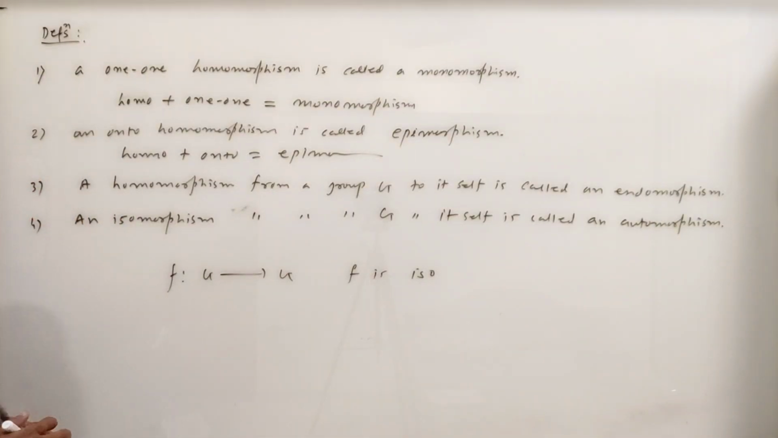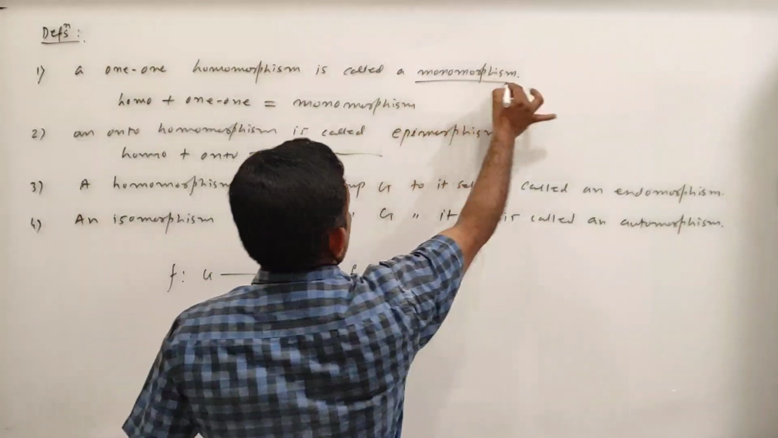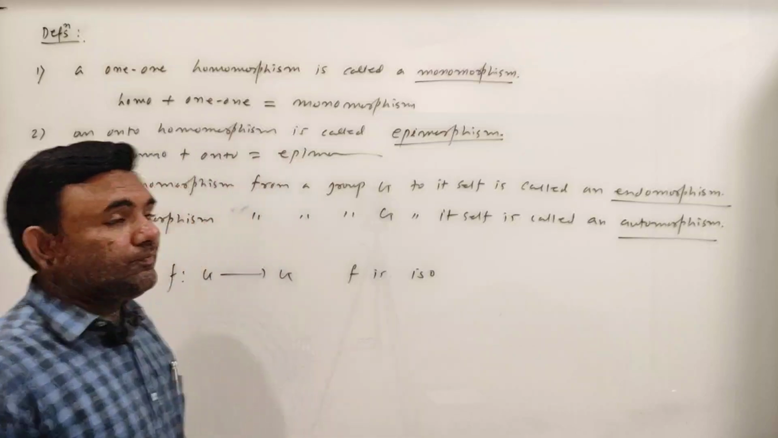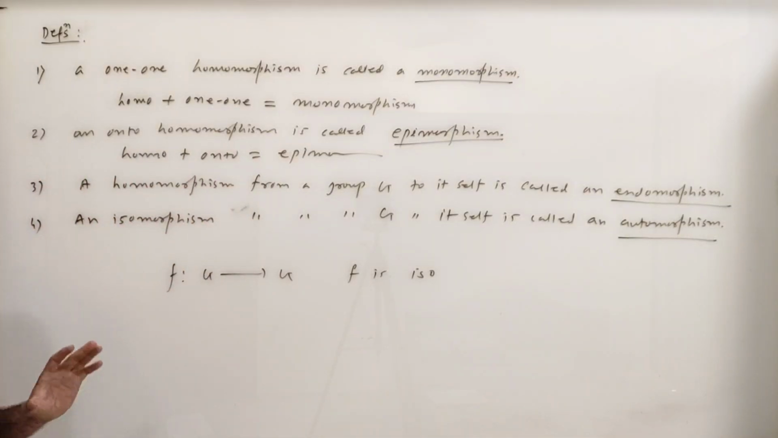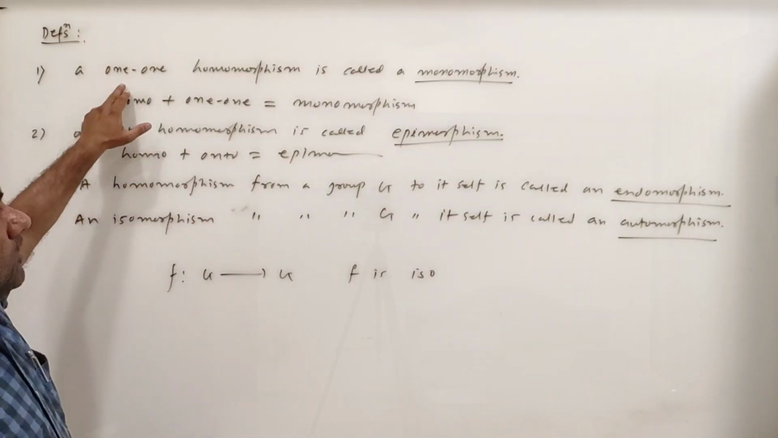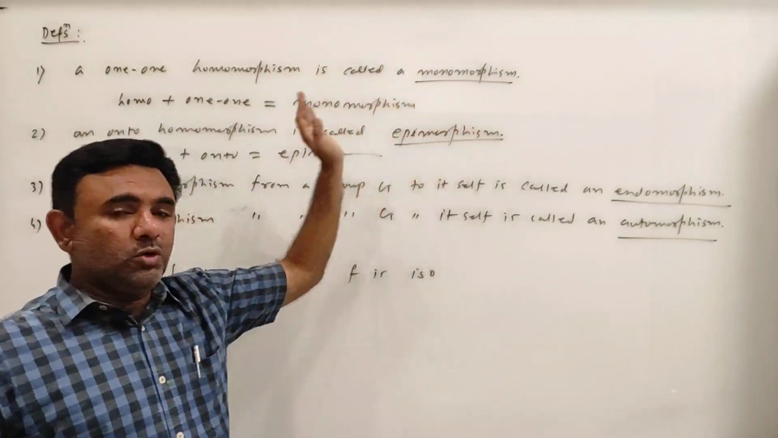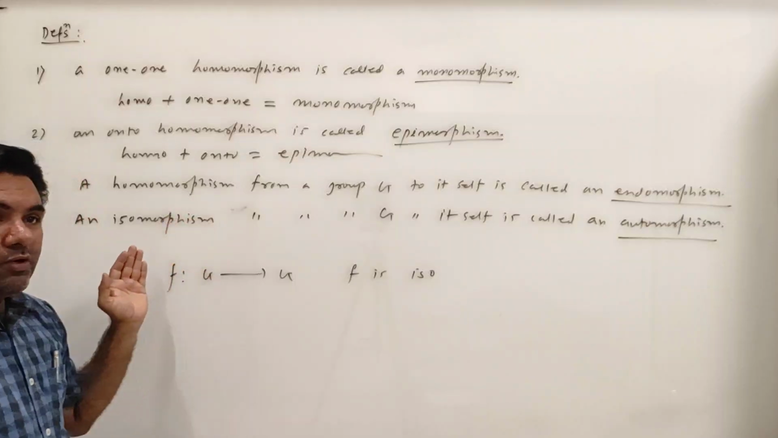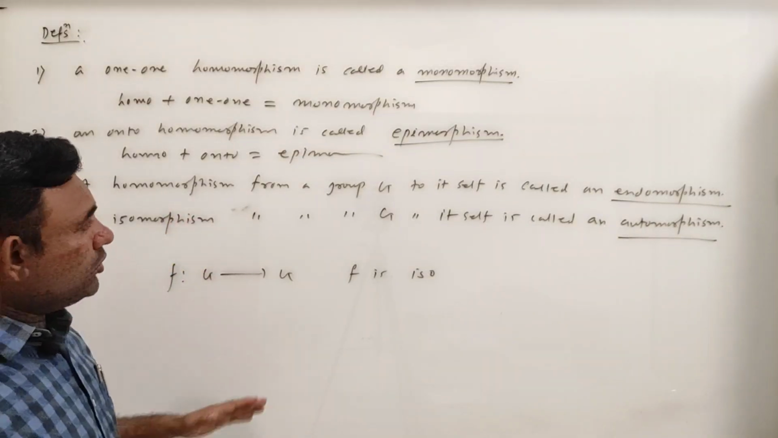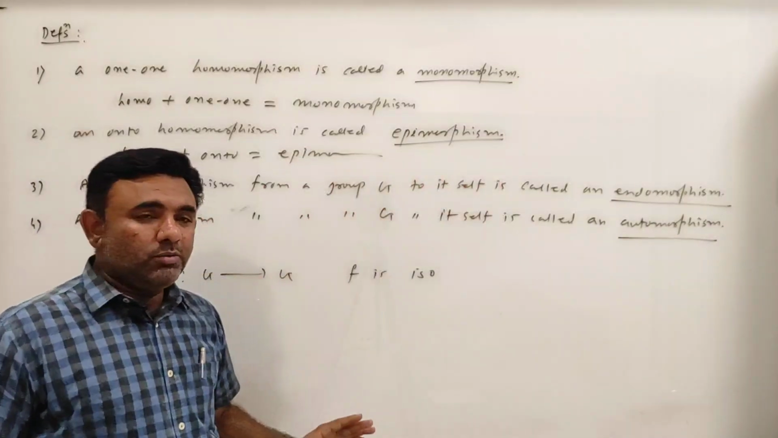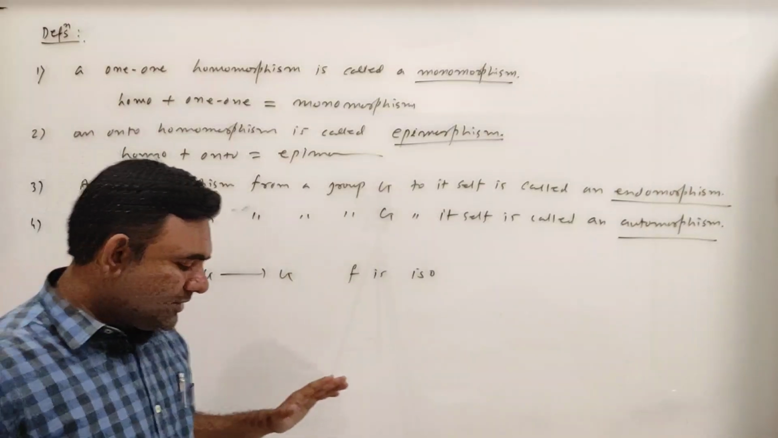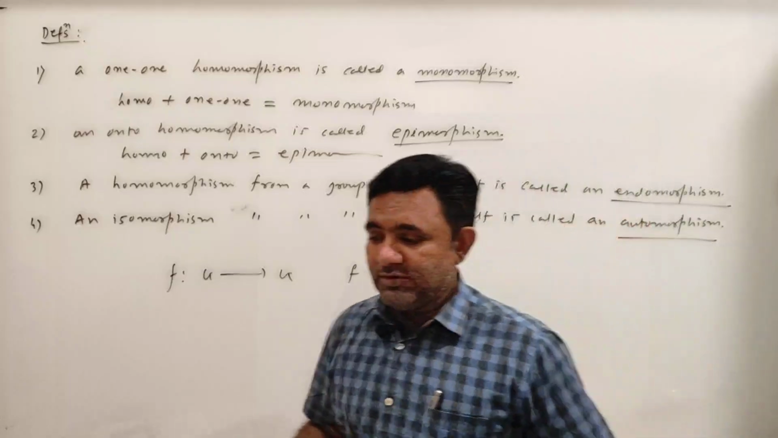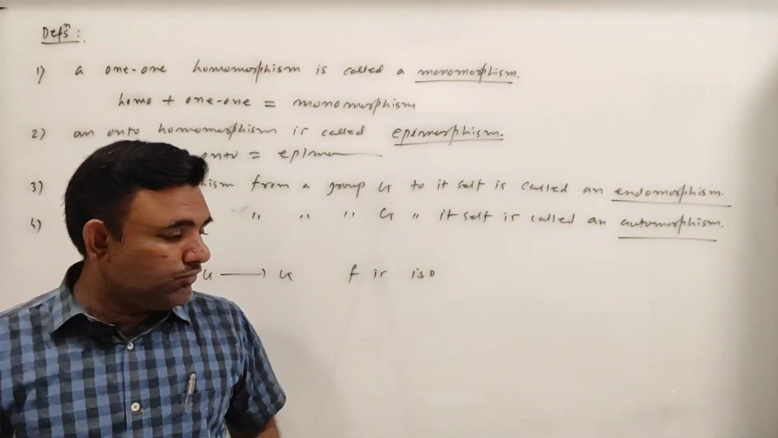So we have 4 terms: monomorphism, epimorphism, endomorphism and automorphism. All are just variants of homomorphism. One-one homomorphism is called monomorphism, onto homomorphism is called epimorphism. If your homomorphism has domain and codomain equal, then it is called endomorphism, and if your isomorphism has domain and codomain the same, then it is called automorphism. So this is just for your information.